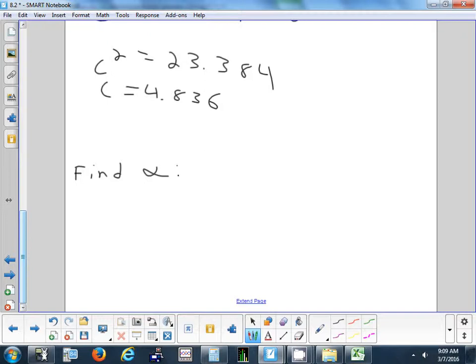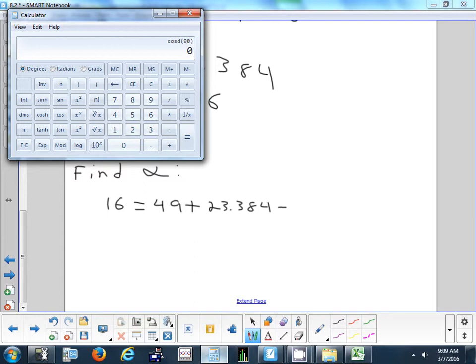So I don't have to scroll up and down, if people can just tell me what A, B, and C are. I have C, but what A and B are, that'll help. What's A? 4 squared. So 4, and we're going to square it. What's B? 7, squared is 49. So 7 squared, 49. Plus C squared, I already have from the last part of the problem I just did, 23.384. Minus.